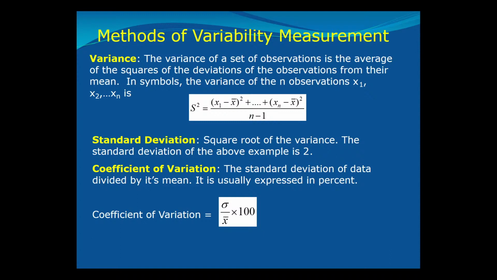Standard deviation, one more important statistic. It is the square root of the variance. The standard deviation of the above example is 2. Coefficient of variation: the standard deviation of the data divided by its mean. It is usually expressed as a percent, and the formula is shown on this slide.